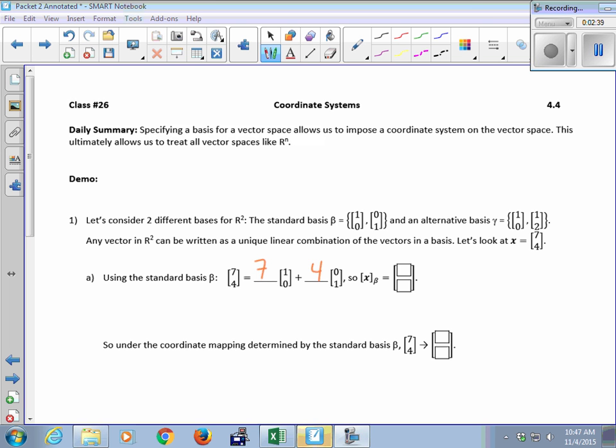So this [x]_beta, you would read as the coordinate mapping determined by beta. It gives us, if you just take the weights and throw them in a vector, (7, 4). So my original x and my mapping end up being the same in this case. So under the coordinate mapping determined by beta, the standard basis, (7, 4) goes to (7, 4). There's nothing fancy here when you use the standard basis.